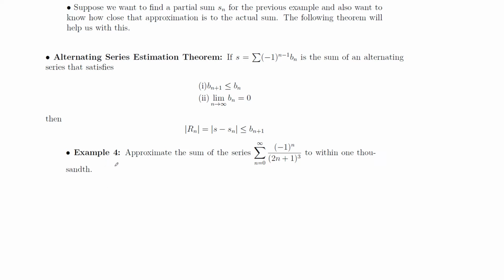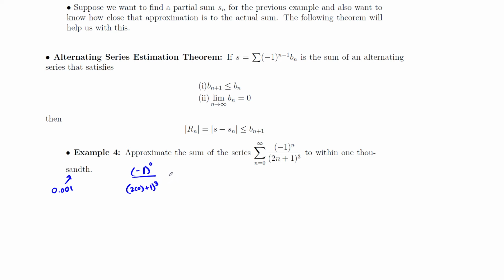All right, so here's how we can use this. Example 4 says approximate the sum of this series to within 1/1000th. So all I do is I start adding terms, but as I go, I keep track of how big each term is. Now of course, 1/1000th is 0.001. So I'm going to start adding. I'm starting at n equals 0, so let me be real careful about it: 1 over 2 times 0 plus 1 to the third.